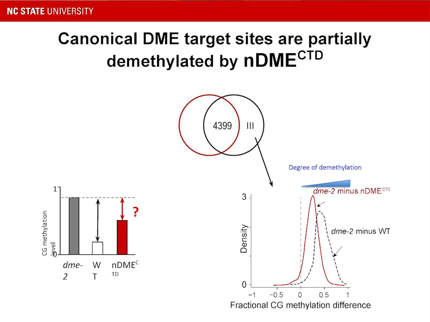Now, if these sites are not demethylated at all by the C-terminal, then the difference between mutant and this red bar should be zero, but it's not. It's shifted to the positive side, so that means it is demethylated. They are demethylated, but just not to the same degree as wild type. So that falls below the criteria that we would call a target site. Okay, but still, that's not enough. What does it mean? Why doesn't it demethylate well enough?